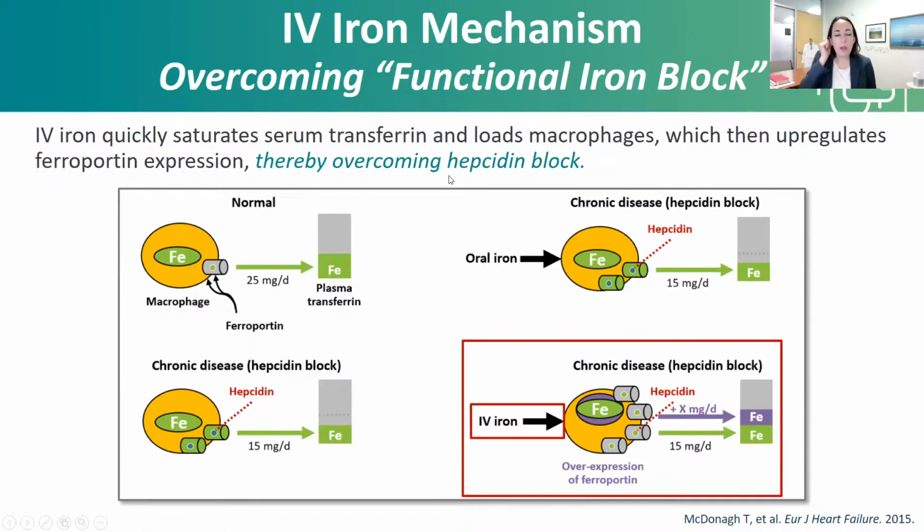Going up to the top right corner, in someone with chronic disease who you're giving oral iron to, that's not really going to have a big impact because it can't overcome the hepcidin barrier, just getting a small amount of iron a day. It's not really making a big change. But when you give IV iron, you're loading up and saturating the system, and this causes overexpression of ferroportin, which then allows more iron to be released. So you get a little bit of a compensatory mechanism. You can overcome that hepcidin block.